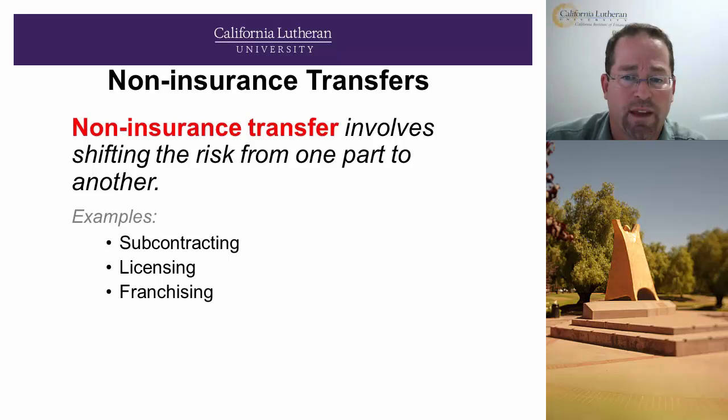Non-insurance transfers. That involves shifting the risk from one party to another. So subcontracting, licensing, and franchising are 3 examples of that.